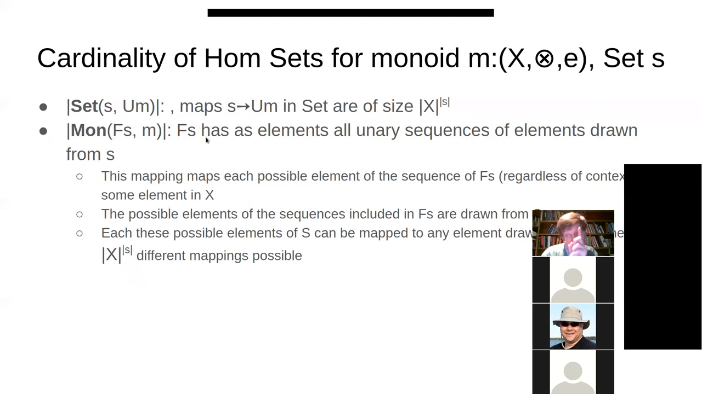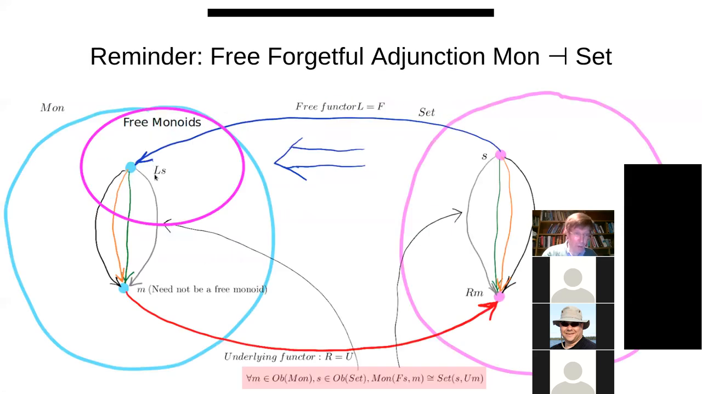Okay, now let's consider Mon. This is a trickier one. So we've got this LS. Oh man, we've got this free monoid associated with S. What is that? What is the free monoid? What are the elements of the free monoid associated with S? Can anyone say? I said it earlier. What are the elements of the free monoid associated with S?